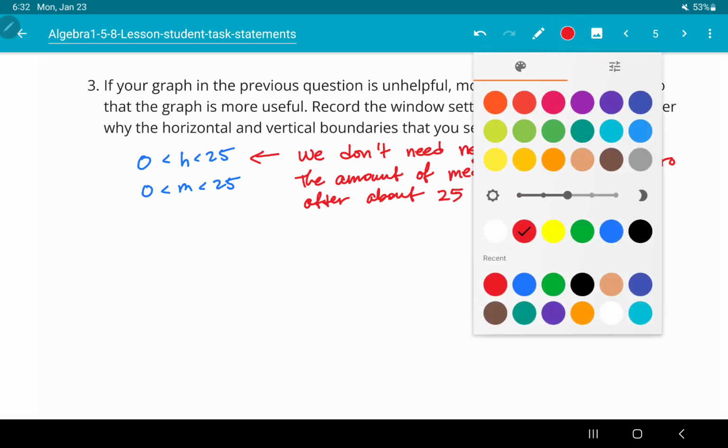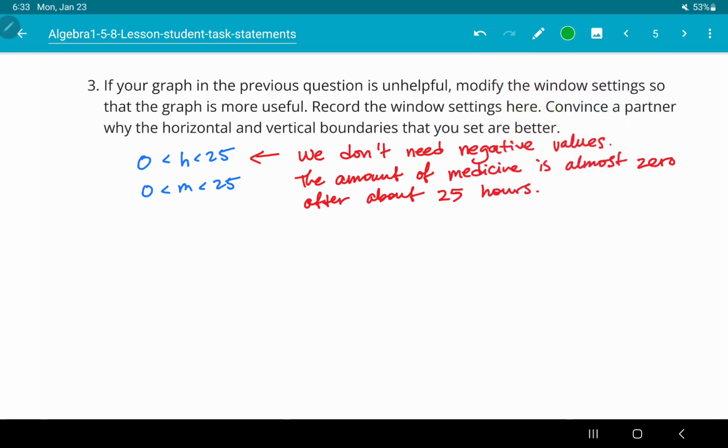And then let's justify the y-axis. Again, we don't need negative values. And the amount of medicine starts at 20, so we added just a little bit so that we don't start the graph right at the top.